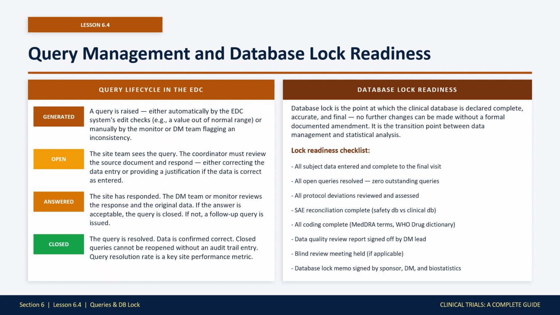The coordinator reviews the source document and either corrects the data entry, if it was a genuine error, or provides a justification explaining why the data is correct as entered. Answered. The DM team or monitor reviews the response. If it resolves the issue, the query is closed. If not, a follow-up query is issued. Closed. The data is confirmed correct, and the query is formally resolved with a complete audit trail. Closed queries cannot be reopened without a documented amendment.